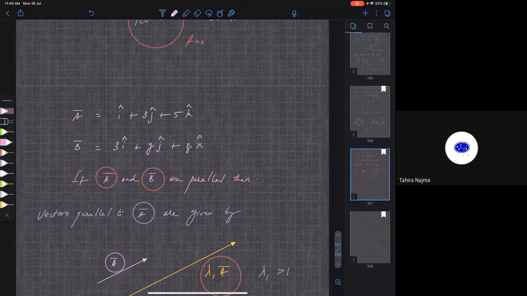So 9 and 15. Clear? How did you get that?